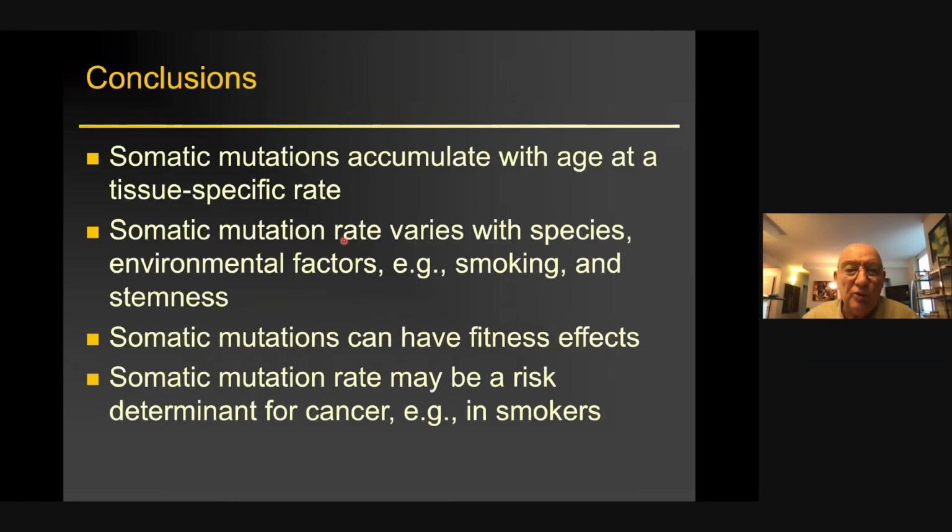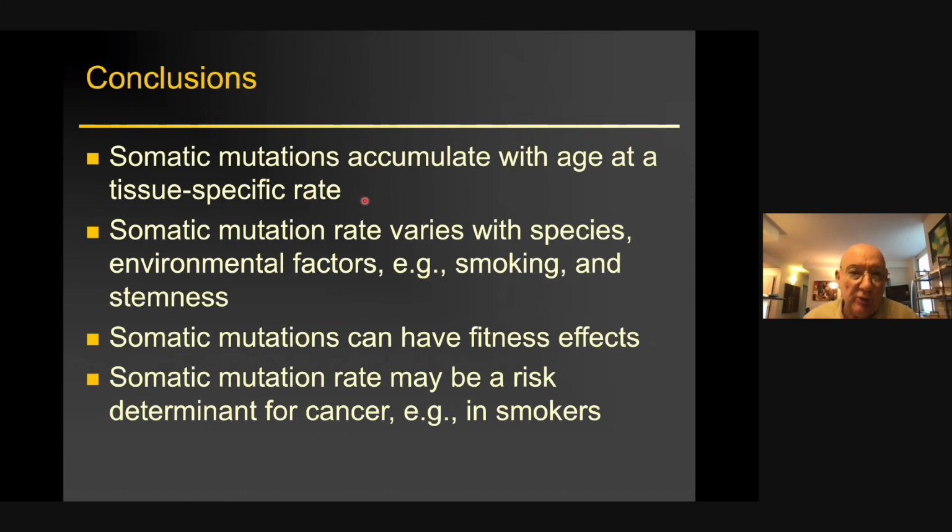Now, conclusions then for the moment is, first of all, that somatic mutations definitely accumulate with age. We know that for a fact for virtually all organs and tissues. And they do that at a tissue-specific rate. I just showed you that liver is higher than B lymphocytes. Actually, lung is a little bit higher than B lymphocytes too.